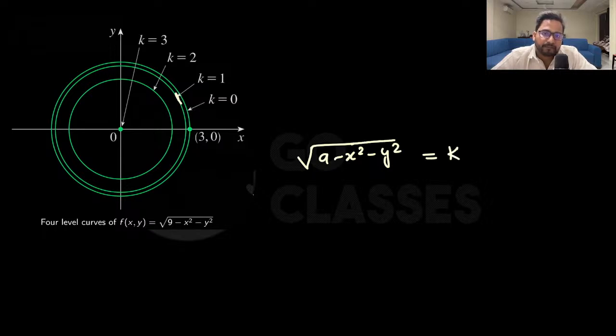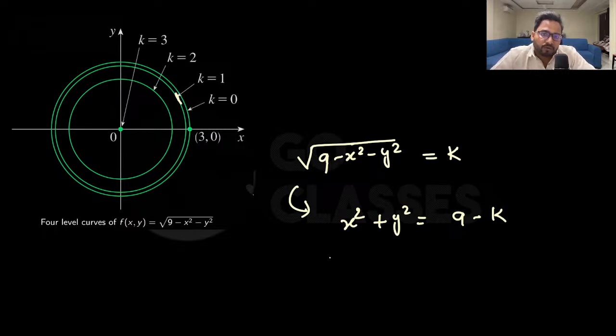Let me go step by step. Suppose this is the function. For this function you want to draw the contours. Now this is 9 minus x square minus y square. Let's just keep it as k. Now you will say this is same as x square plus y square equal to 9 minus k, right?